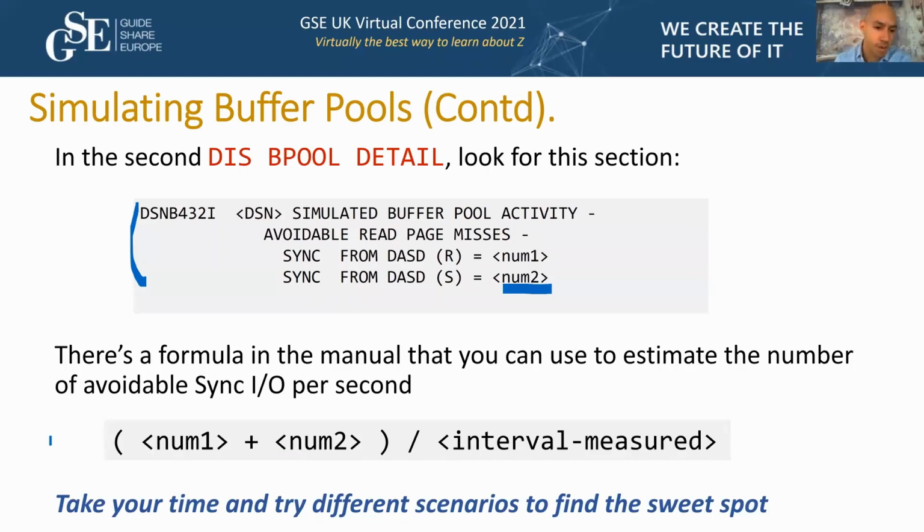And the performance manual also comes with this manual formula. I say manual because you have to calculate it yourself using these two numbers, and they will tell you the number of avoidable sync I/O. It's informative and it is indeed useful. So take your time, try it. If it didn't work with 20%, try 30, 40. Just keep trying. There is no free lunch, so you still have to do your homework.